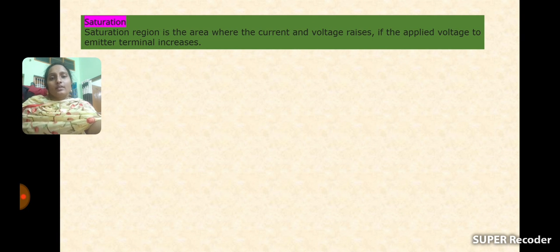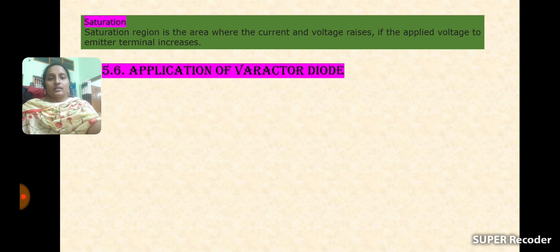So what is meant by the saturation region? Saturation region is the area where the current and voltage rise if the applied voltage to the emitter terminal increases. What is meant by saturation region? It is the region where the current and voltage rise if the applied voltage to the emitter terminal increases.